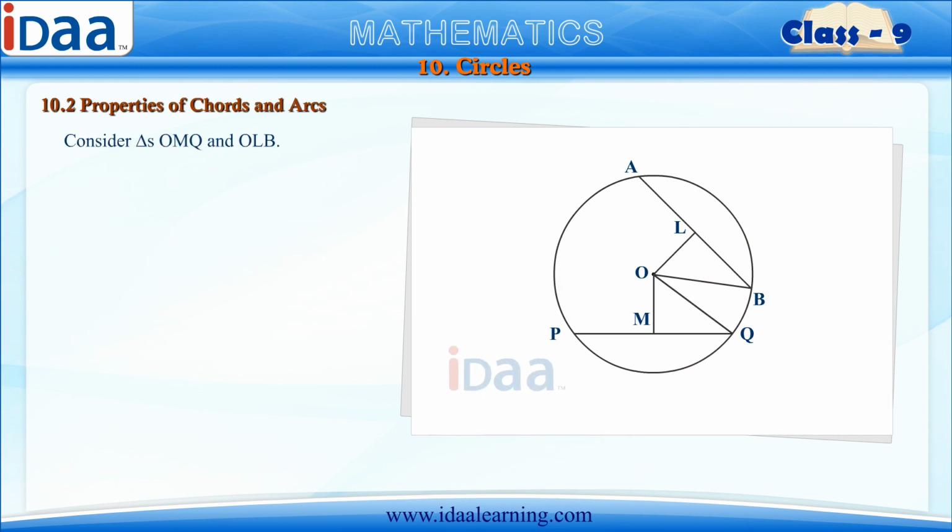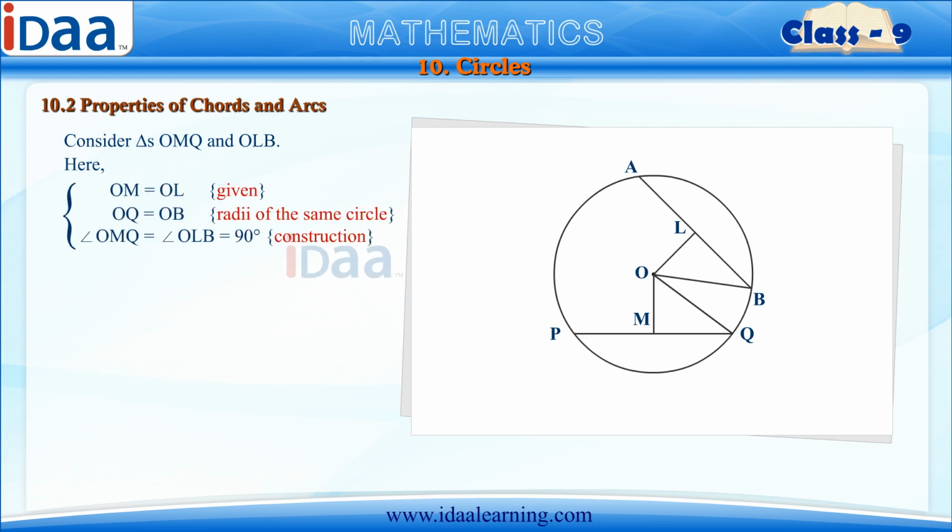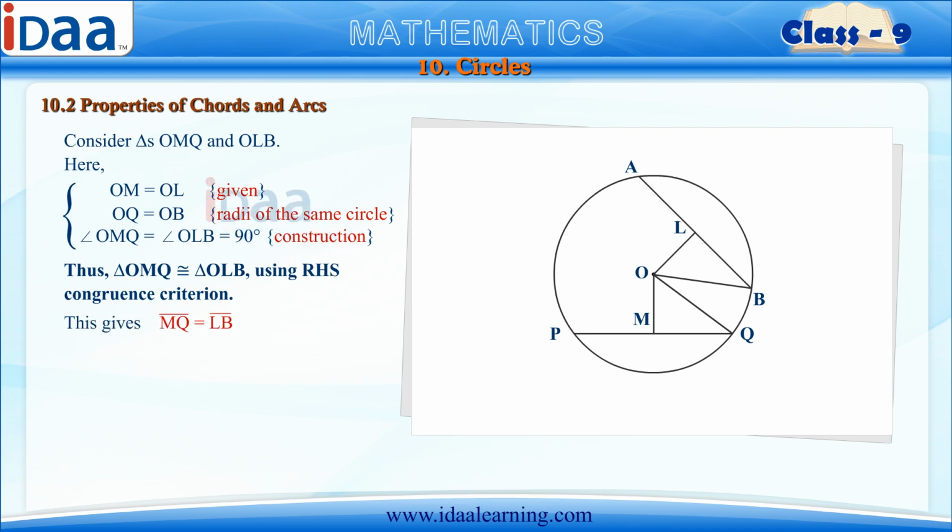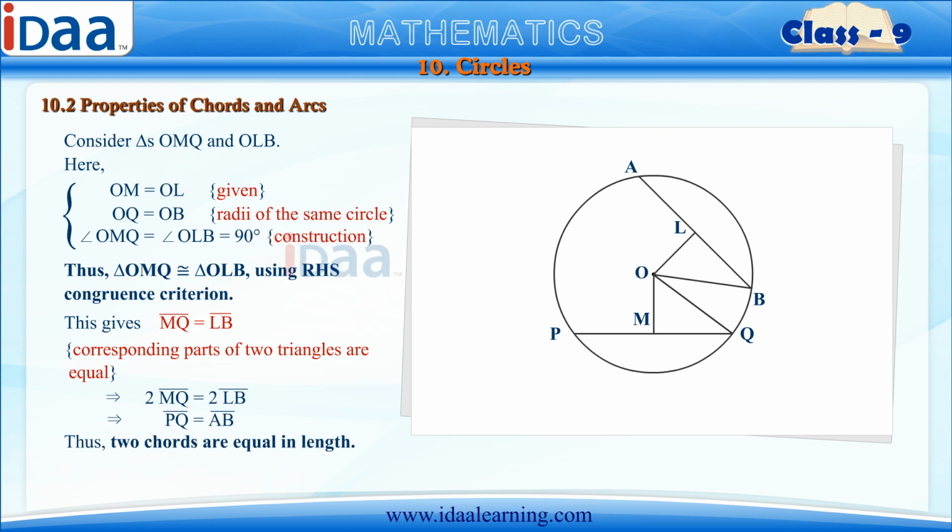Consider triangles OMQ and OLB. These two triangles are congruent using RHS congruence criterion. This gives chord MQ is equal to chord LB. Corresponding parts of two triangles are equal. Thus, two chords are equal in length. Let us now take up some examples to illustrate the use of these six theorems.